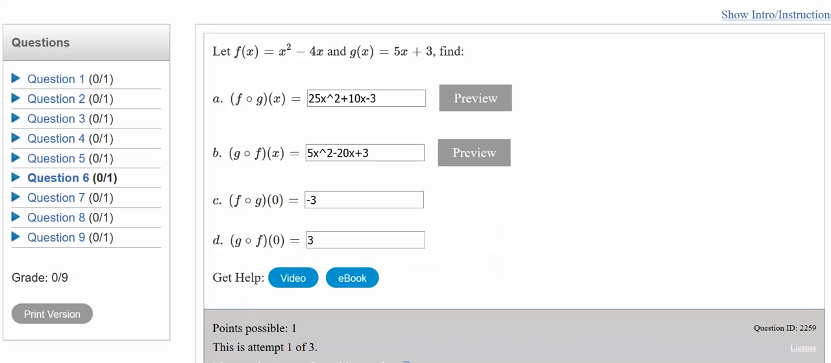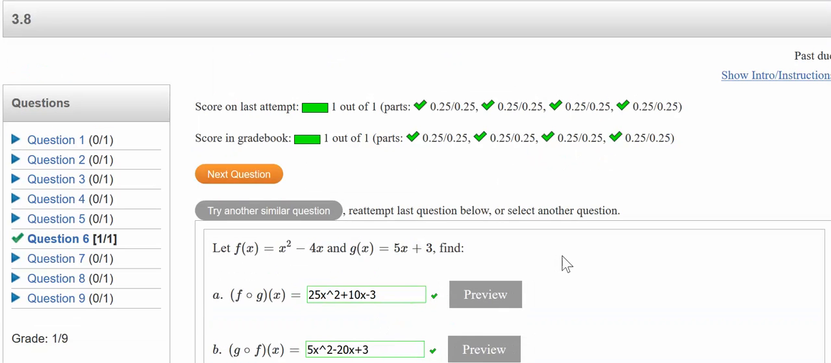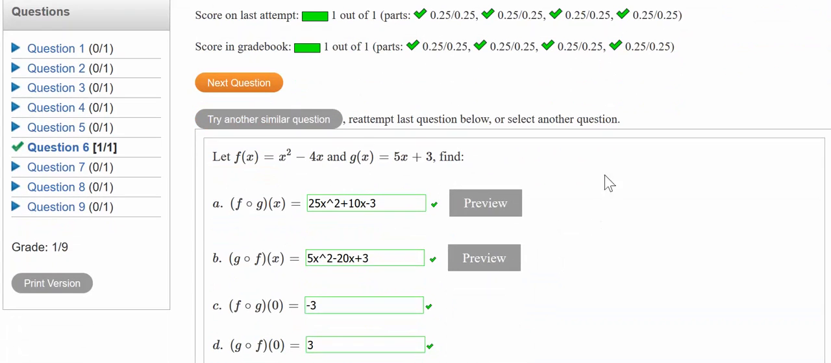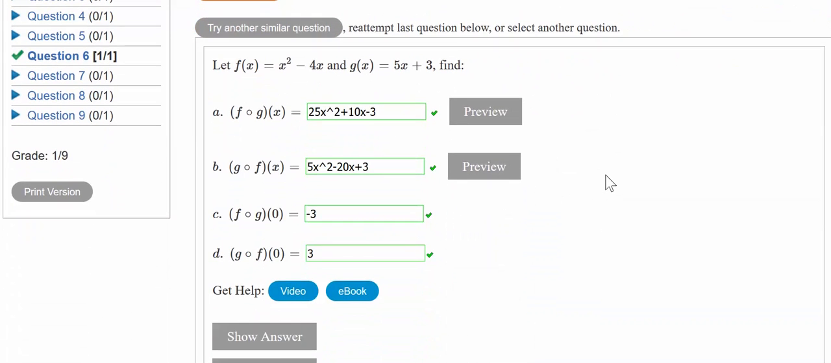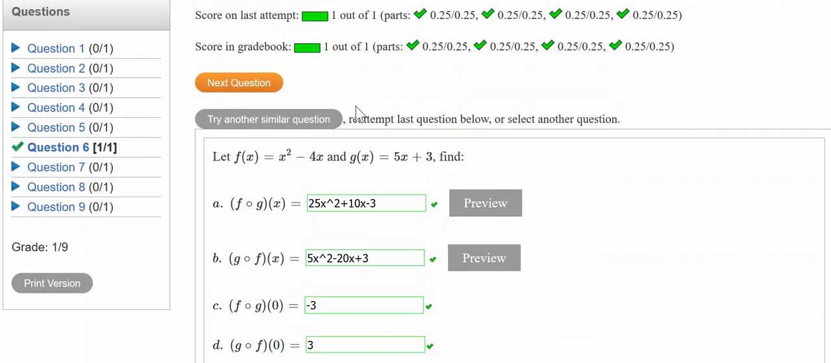All right, let's submit it and see what we got. You know what, I should probably preview this just to make sure what I inputted is what I wanted inputted. This one is minus, yep, that's what I wanted. Yes, all greens across the board. Awesome. Okay, so that's cool. And that's number 6.